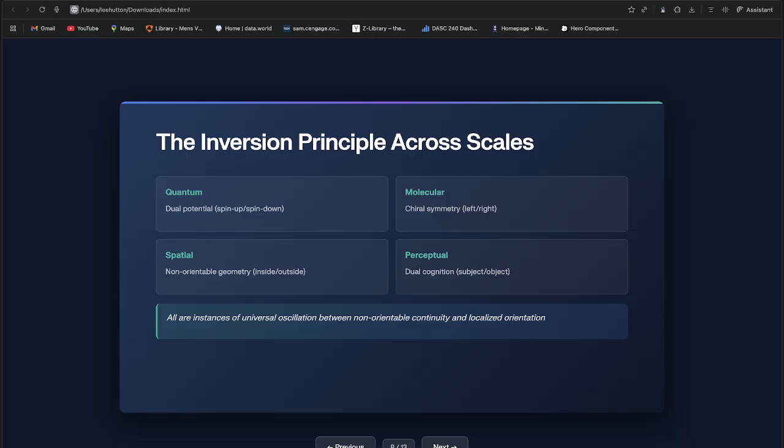Across all scales, the same pattern really prevails. You have quantum's dual potential, you have molecular chiral symmetry, you have spatial non-orientable geometry, and you have perceptual dual cognition, right? Perceptual duality. All these things are dual, yet inverse. Each is an instance of the universal oscillation between continuity and local orientation.